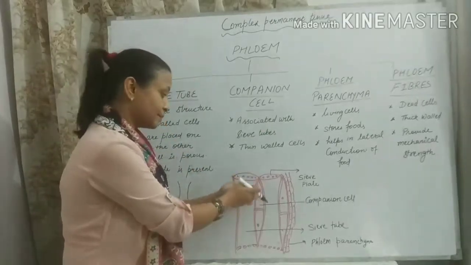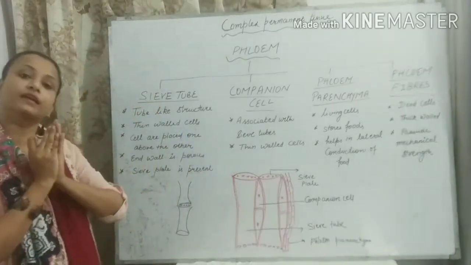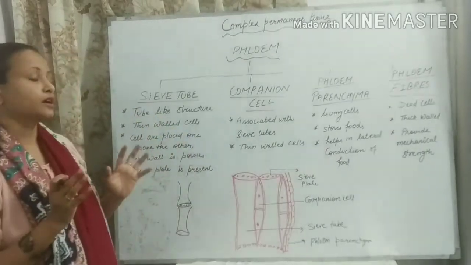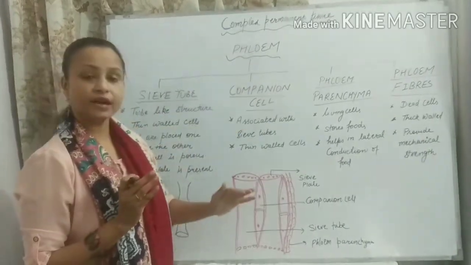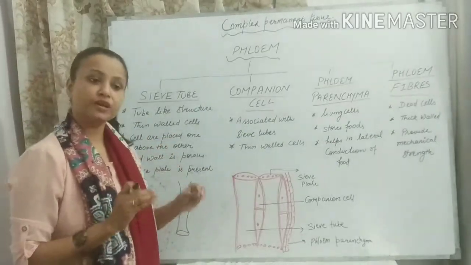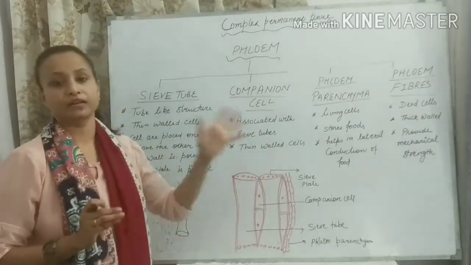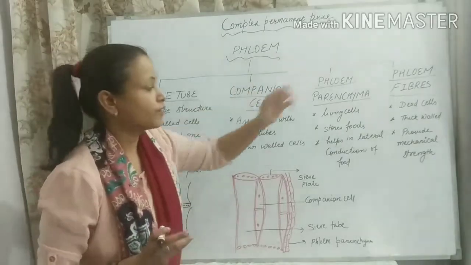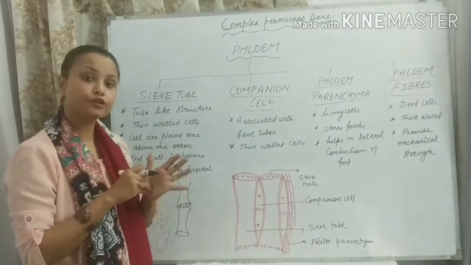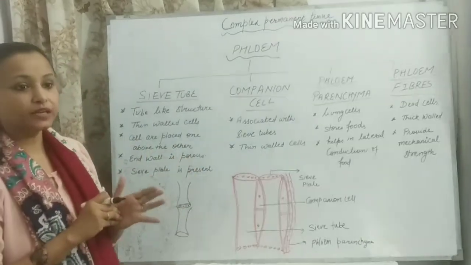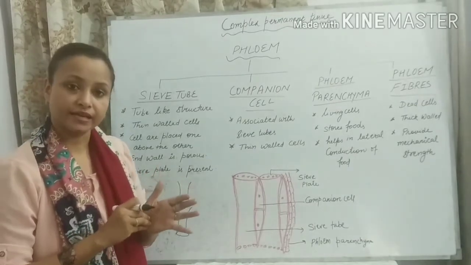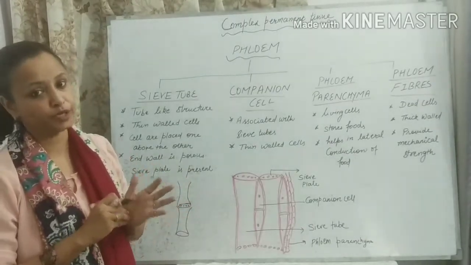Companion cells are also living. They have thin walls, and they help the sieve tube do its function. Phloem parenchyma cells are also living. They generally store food and help in lateral conduction of food. Phloem fibers are dead. They are the only dead cells of phloem tissue. They have lignin deposition in their cell wall, and they provide mechanical strength to the phloem tissue.